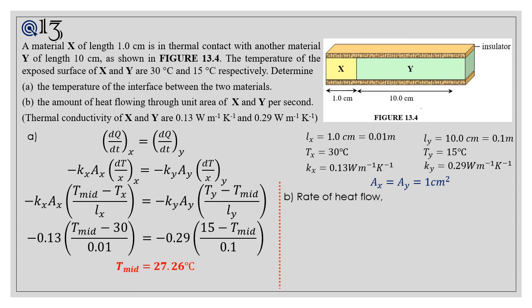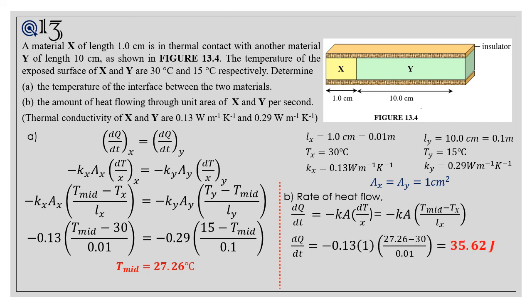And next, from the same equation, we could also find the rate of heat flowing through unit area of X and Y per second. We simply substitute the values that we get, and then finally the answer is 35.62 joule.